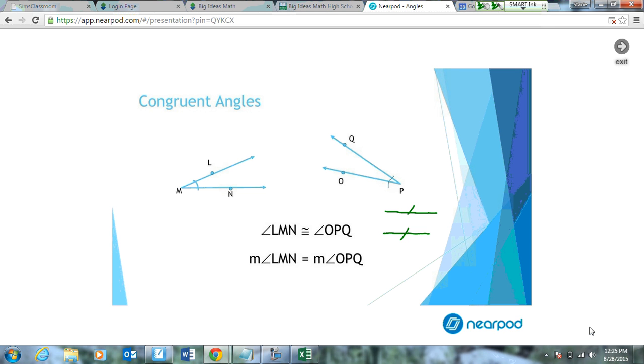So angle LMN, three-letter combo, M in the middle, is congruent to angle OPQ, three-letter combo, P in the middle, which means the same thing as the measure of angle LMN is equal to the measure of angle OPQ. When the angles are congruent, their measures are equal.